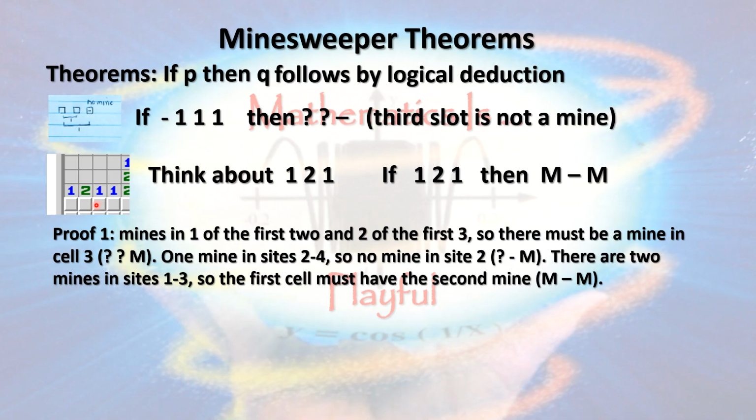The initial 1 says that one of the first 2 sites has a mine, and the 2 says that 2 of the first 3 sites have mines. When we add the third site, the mine count goes up, so there must be a mine there. So we have: don't know, don't know, mine.